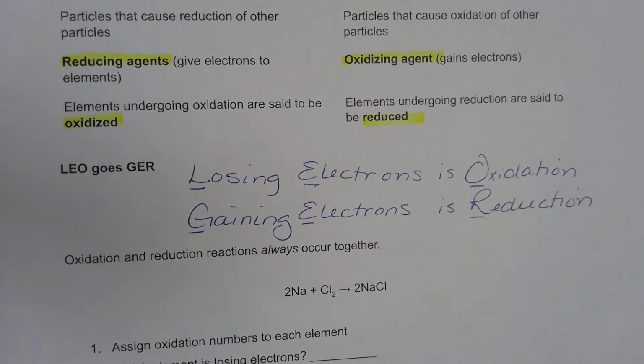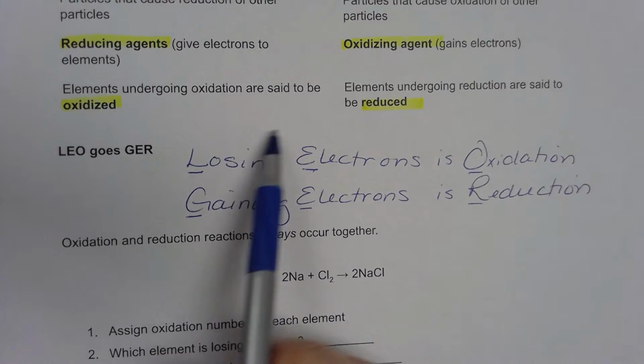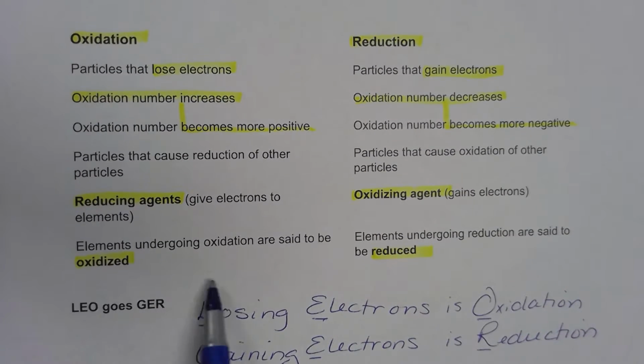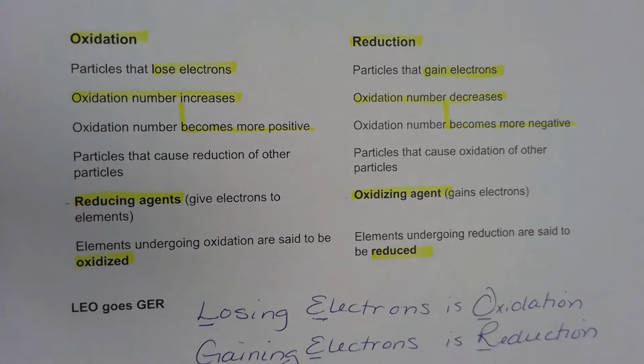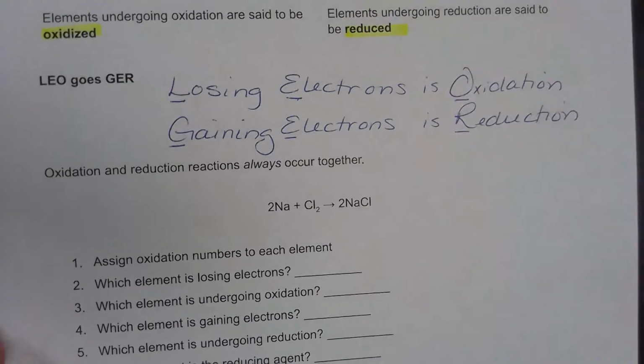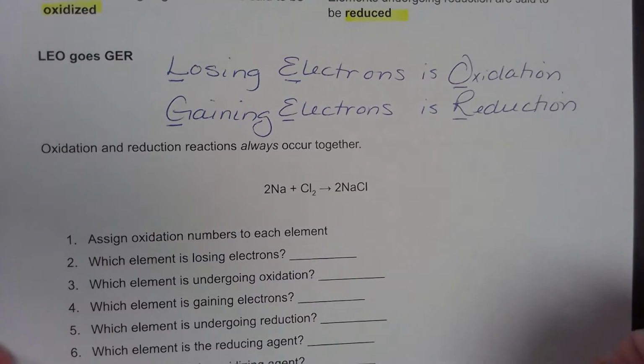So what we have to do is we need to look at a reaction and see how this all works out. By the way, this explains, or at least helps with almost all of this. Not reducing agent, oxidizing agent, but the others. Okay, keeping LEO goes GER in hand, let's take a look at this.